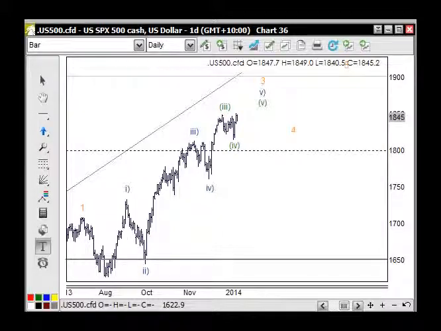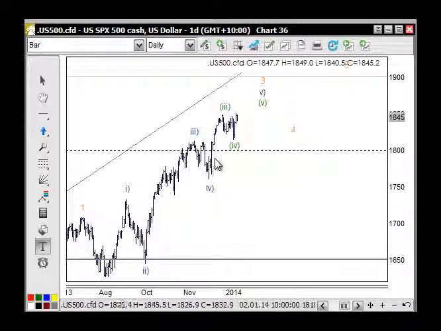Welcome, and here we're looking at the S&P 500 on the daily chart, just to have a look at the big picture to remind ourselves where we are in all of this. From the medium level here, 1650, we're counting 5 waves up, which will be wave 1, 2, 3, 4 in blue, and 5 in blue.